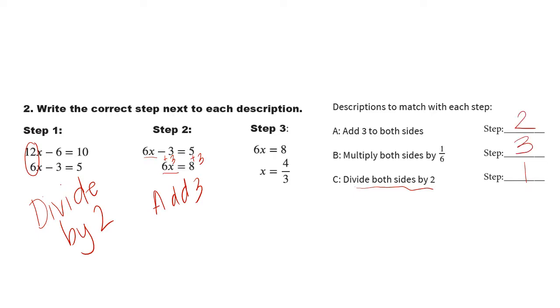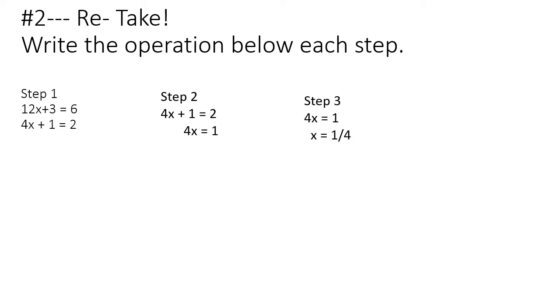And my final one is step 3, and it is multiply both sides by 6 or divide by 6. The 4 over 3 is just a reduced version of 8 divided by 6. All right, so if you missed number 2 on the test, any part of number 2 on the test, and you would like to correct it for a better score, go ahead and do number 2.